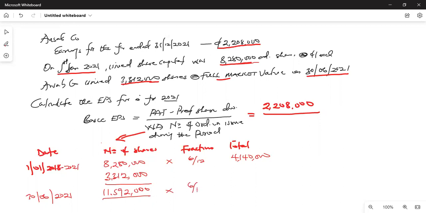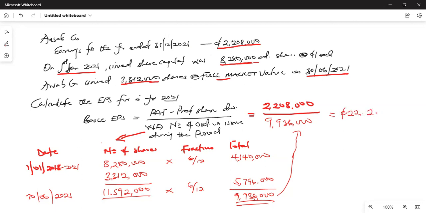And these ones also spent up to December, being 6 months. We now weight it and we have 5796 over here. If we add it together, what are we getting? We will have 9936. Now we need to slot our figure into our formula and have 9936,000, which will give us EPS of 22.2 pesos per share.